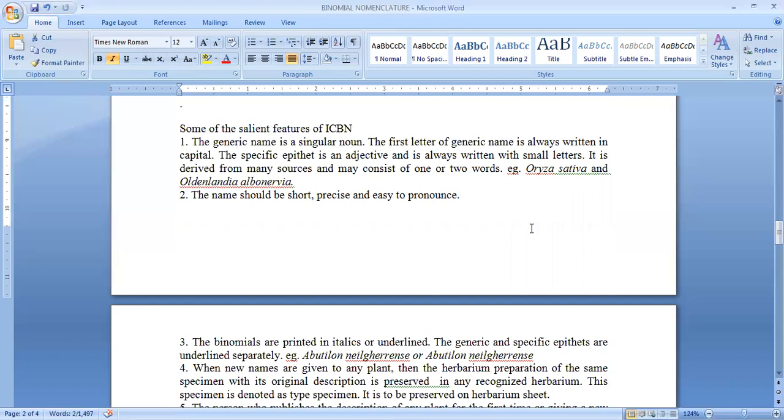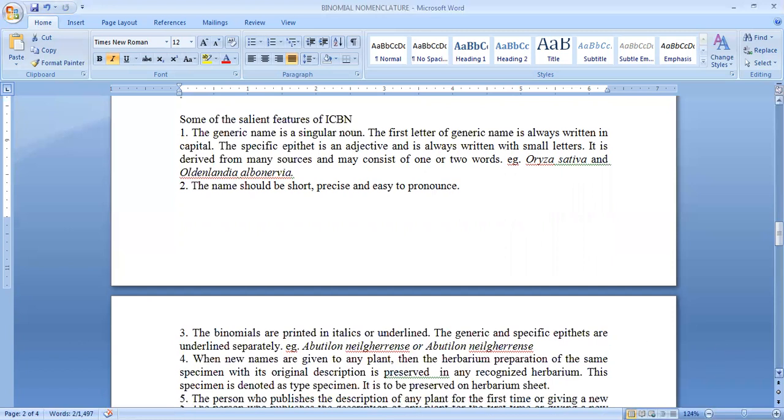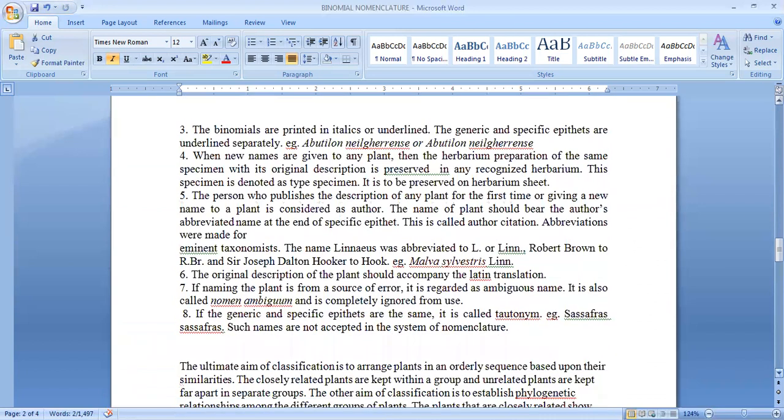The binomials are written in italics or underlined. That's why I was saying you should always either type in italics or write with an underline. Then the generic name and the species name are separated and underlined separately.